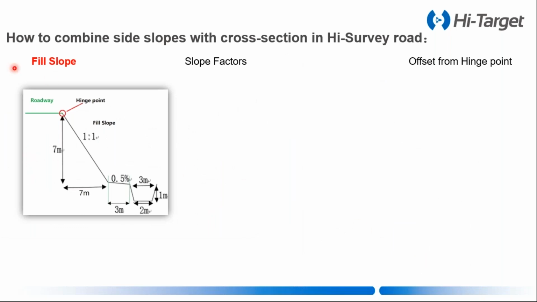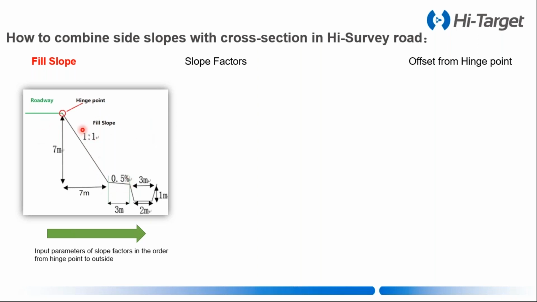For the field slope, you can see this demo data. This one, you can see the green line. The green line is roadway, and then there is a hinge point. Then there is a side slope. So what we need to do is input the parameters of this slope in the order from hinge point to outside.